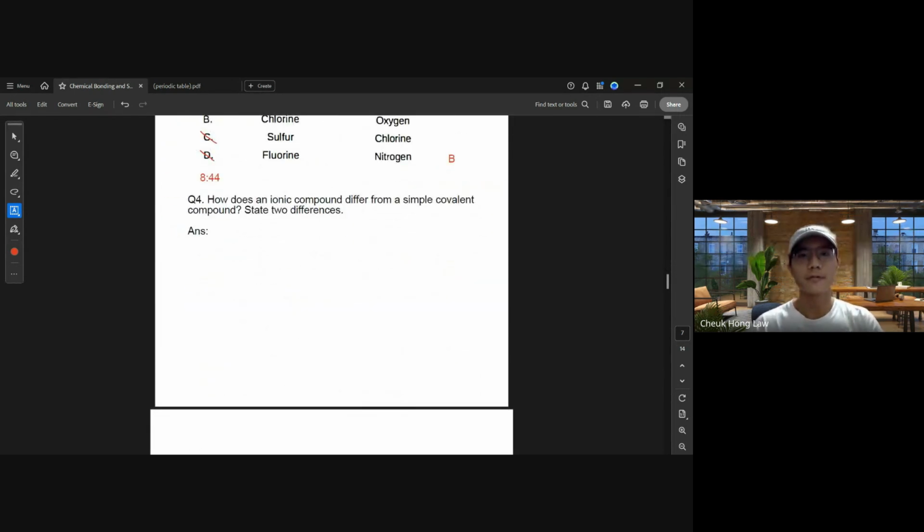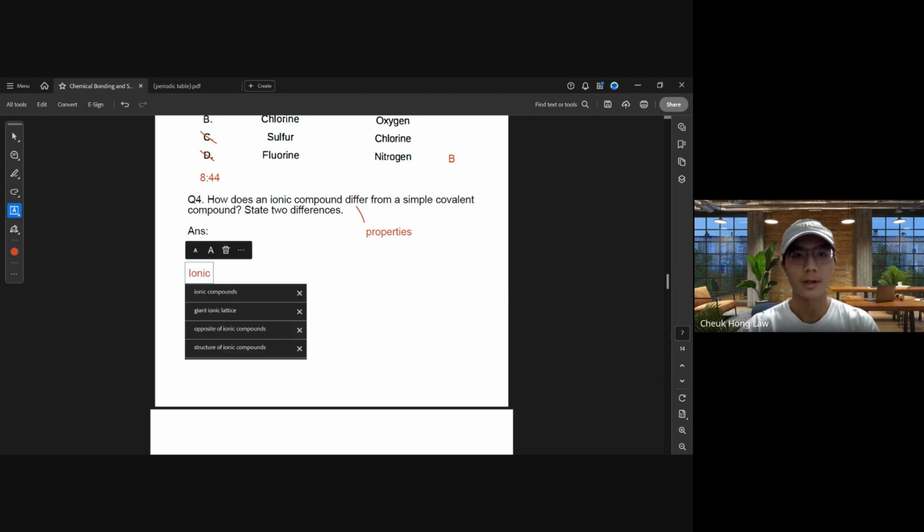All right, question 4. How does an ionic compound differ from simple covalent compound? Okay, state 2 differences. So usually when they ask difference questions, most of the time they're looking for properties. Okay, so let's talk about properties. First, ionic compound.